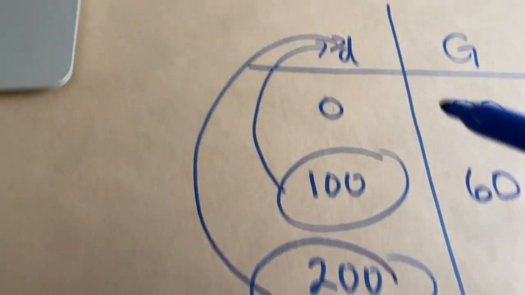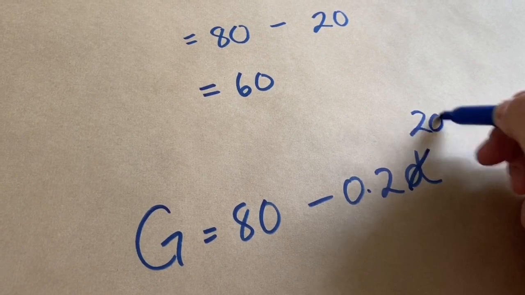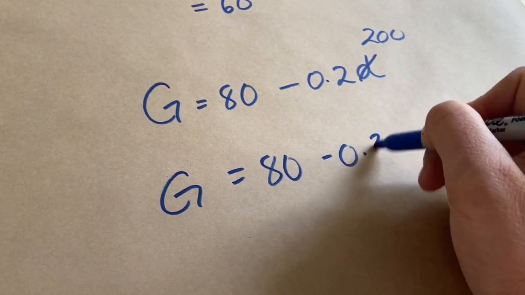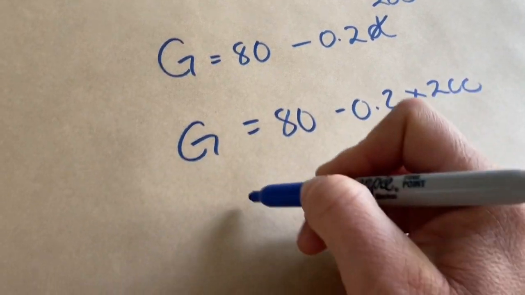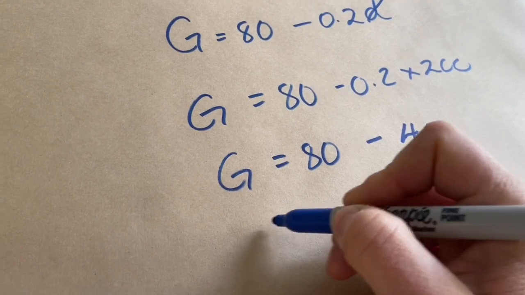So where we see the D, I'm going to cross off the D and put 200, and I'm going to get G is equal to 80 minus 0.2 times 200, which is going to give me G is equal to 80 minus 40, so my answer is 40.